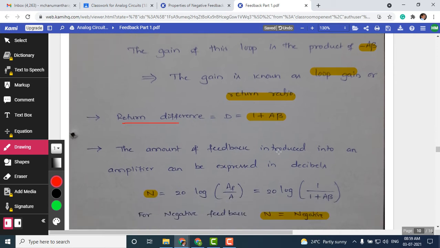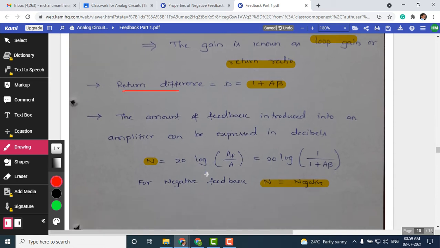The amount of feedback introduced into an amplifier you can also express in decibels. If the value n is positive, it is positive feedback; if the n value is negative, it is negative feedback. Therefore this n value can be expressed in decibels as 20 log of AF by A. This AF by A is nothing but, as per our gain equation, 1 divided by 1 plus A beta.